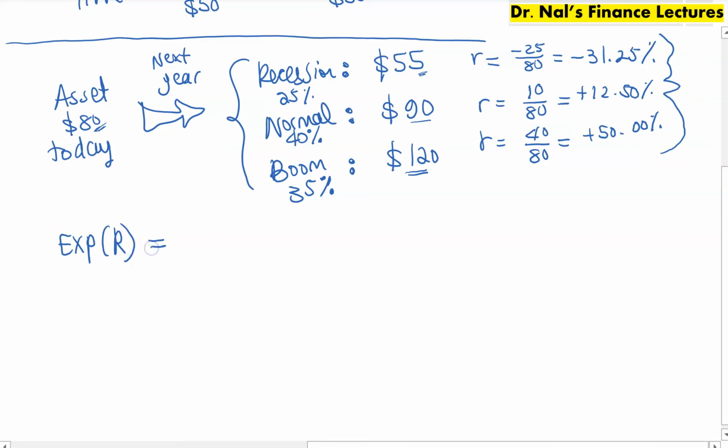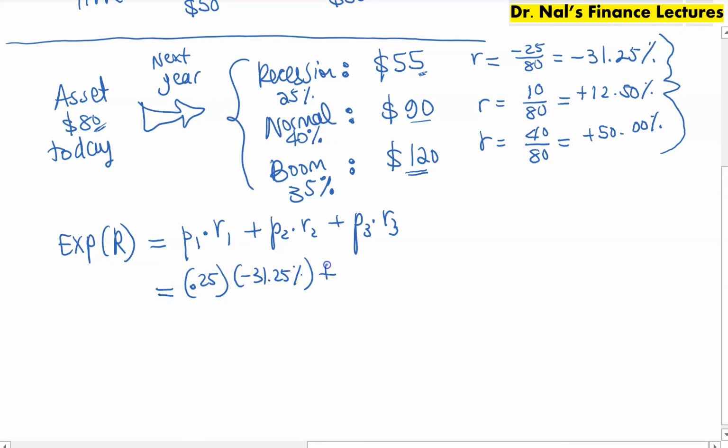this investment. Expected return is the same thing as a weighted average return. So the weights are the probabilities. Let me just write the formula: P1 times R1 plus P2 times R2 plus P3 times R3. As a result, P1 is a 25% chance. The return will be minus 31.25%. With a 40% chance, the return will be 12.5%, and with a 35% chance, 0.35, the return will be 50%.